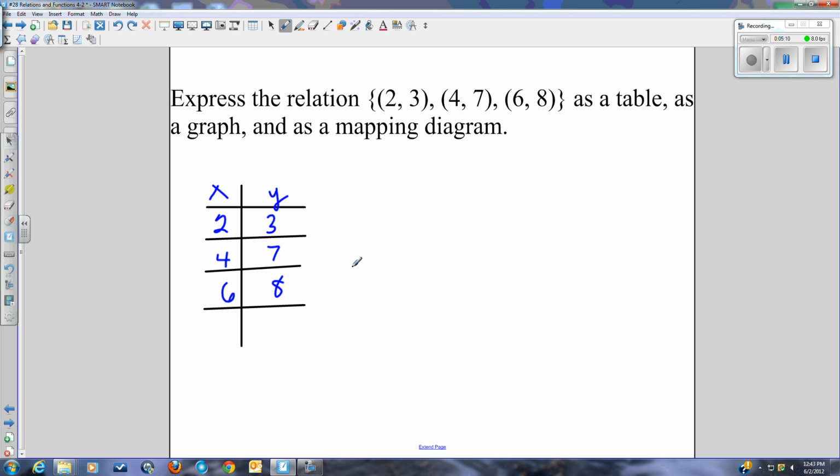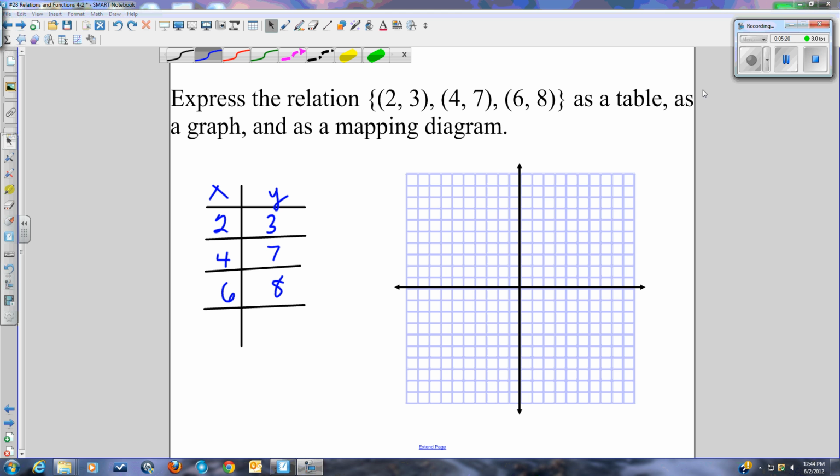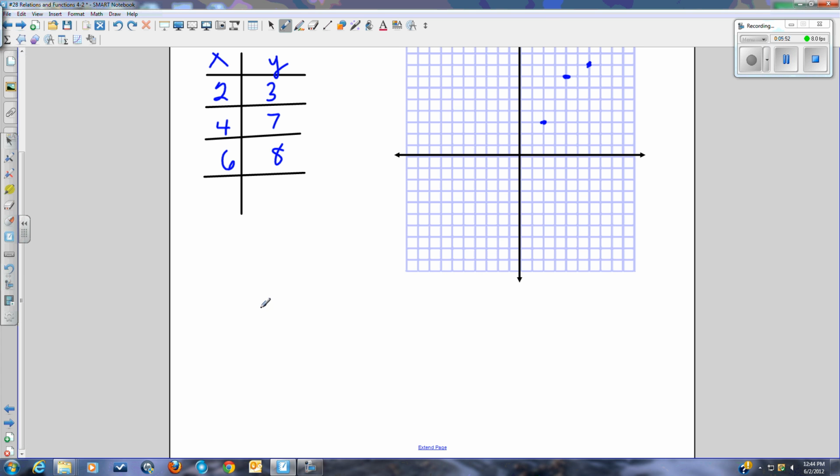Now, if we want to express this information as a graph, let's do that. You can see now I've placed my graph up here, my grid, and so let's just graph those points. We're graphing the points 2, 3, so to the right 2, up 3; 4, 7, to the right 4 and up 7; and then 6, 8. So we go to the right 6 and up 8. So we've represented the relation as a graph, and now let's do this as a mapping diagram.